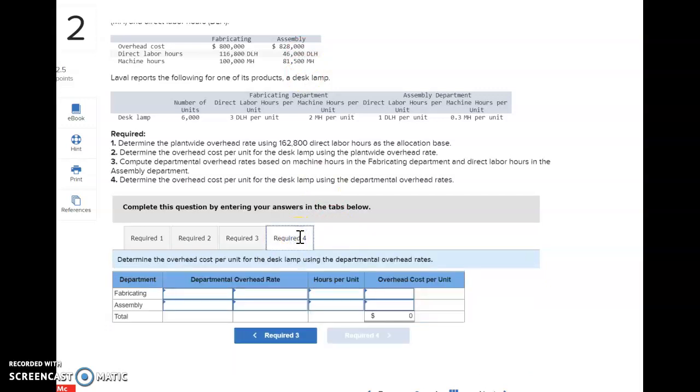And then you're going to use those rates from requirement 3. You're going to take those overhead rates and multiply them by the desk lamp hours per unit. So for fabricating, we'll take the machine hours per unit. For assembly, we're going to take the direct labor hours per unit. And then we'll get the overhead cost per one desk lamp.